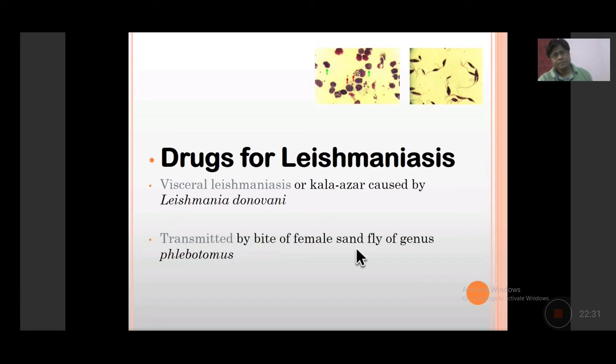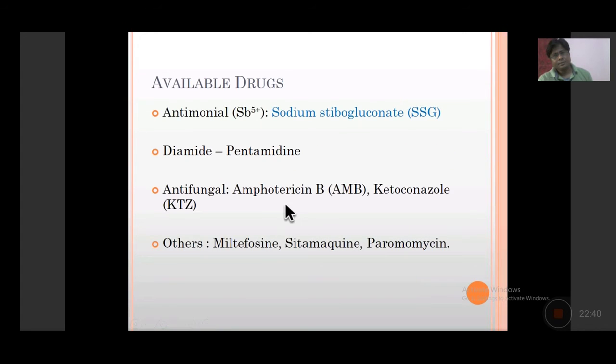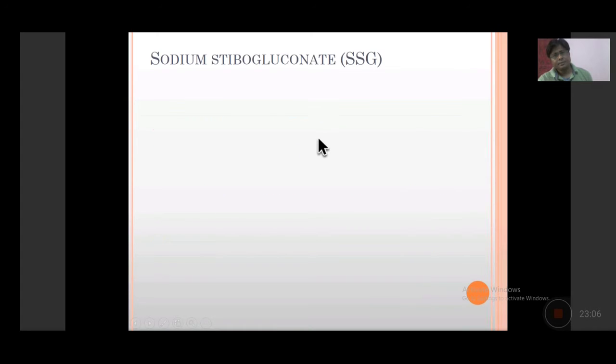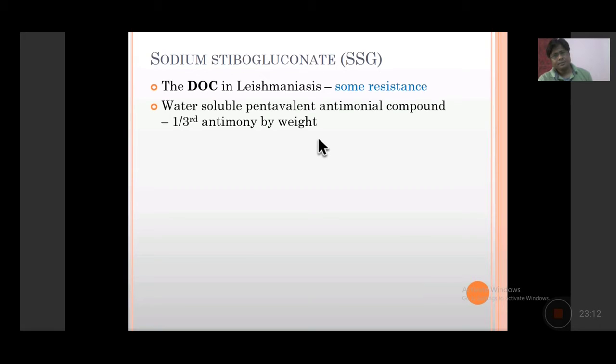So don't get confused. And visceral leishmaniasis is caused by Leishmania donovani, transmitted by the bite of the female sandfly of genus Phlebotomus. Available drugs for treatment of leishmaniasis are antimonials, the pentavalent antimony, which is also known as sodium stibogluconate. Then there is the drug pentamidine. Then there are some antifungal agents, amphotericin B and ketoconazole, ketoconazole very less effective, but it is there. And apart from that, miltefosine, sitamaquine, and paromomycin are the drugs which can be used in treatment of leishmaniasis. So see this drug: sodium stibogluconate is the drug of choice, but some resistance has developed.